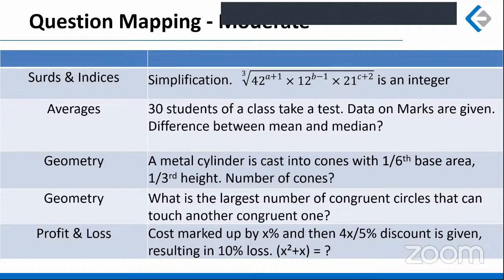One question was on profit and loss. Cost is marked up by X% and then 4/5 of X% is given as a discount, resulting in a 10% loss. So ultimately what was needed was to calculate the value of X. The question was, what is the value of X square plus X? Ultimately what we need is the value of X. So that was quite easy, just calculating the value of X.